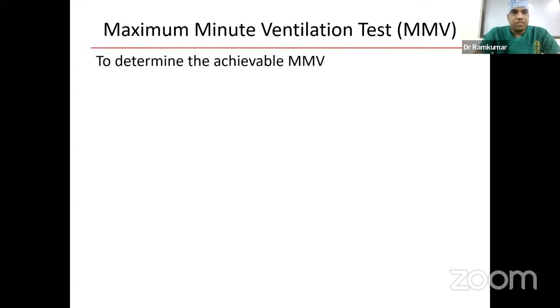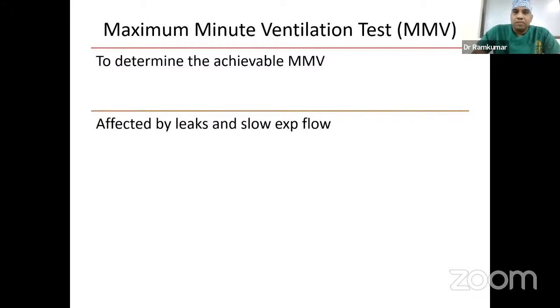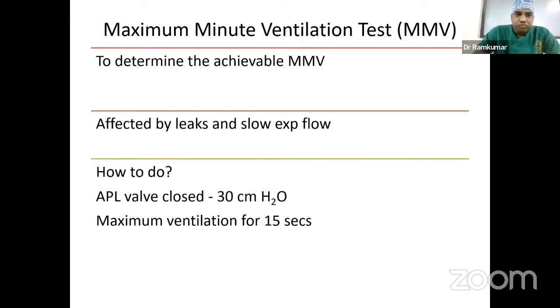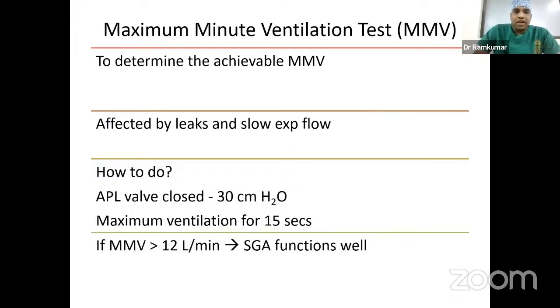Coming to other performance tests is the maximum minute ventilation test. This is to determine the actual maximum minute ventilation, because if there is a leak or a slow expiratory flow, that is going to affect the maximum minute ventilation achieved for the patient. How to do this test? You close the APL at 30 centimeters of water. Then you do a maximum ventilation, increasing the ventilation for 15 seconds. If you see that the maximum minute ventilation is greater than 2 liters per minute, that means your supraglottic airway, the SGA, functions very well. These are 2 tests to identify the ventilation parameters of a particular device.